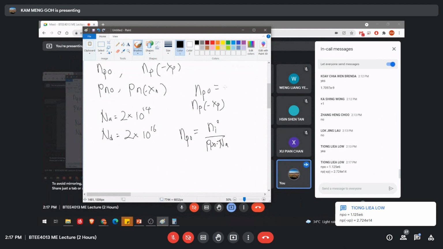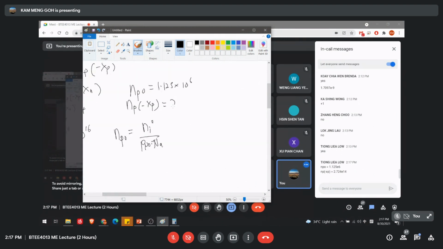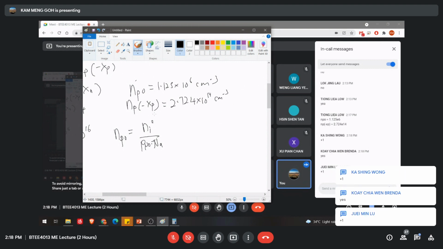Okay, good. 1.125 times 10 to the power of 6. Then for this one, we just need to use the relevant formula, 2.724 times 10 to the power 14 per cm cubed. Does everyone get the same answer as your friend for NPO and NPSP? Any plus one? Okay.